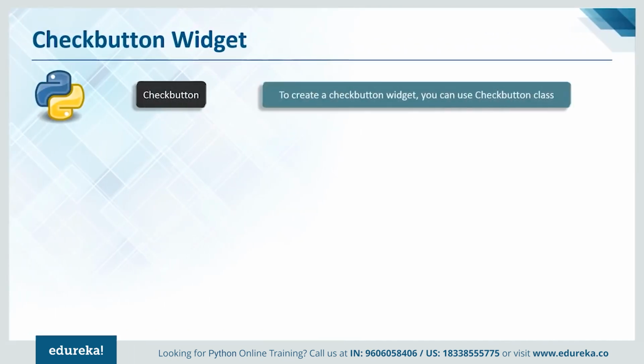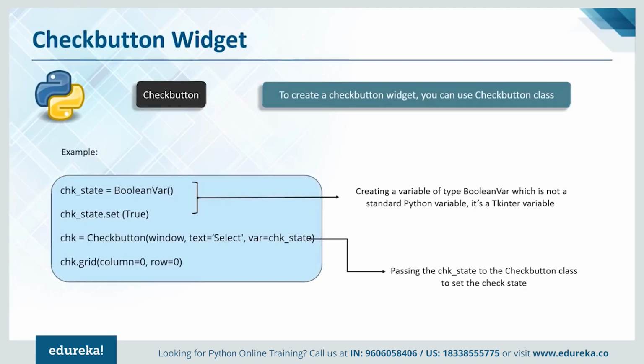Next, this is a classy one, guys. This is the check button. It is widely used in almost all of the sites, right? We use the Checkbutton class to create the widget. We start by creating a variable of the type BooleanVar. But this is not a Python standard variable, correct?